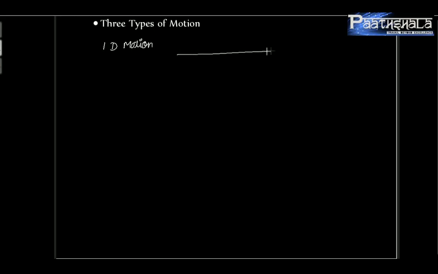So 1D motion is like motion in a straight line. The straight line can also be vertical. The particle is constrained to move along this straight line. It can be either the x-axis or the y-axis or any other line. The line can also be tilted like this. But the particle moves essentially along a line. That is 1D motion.